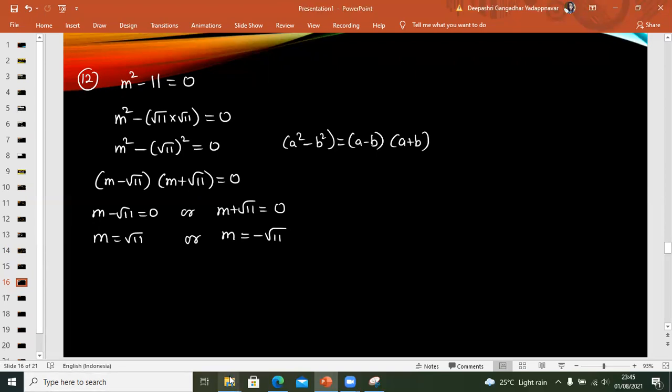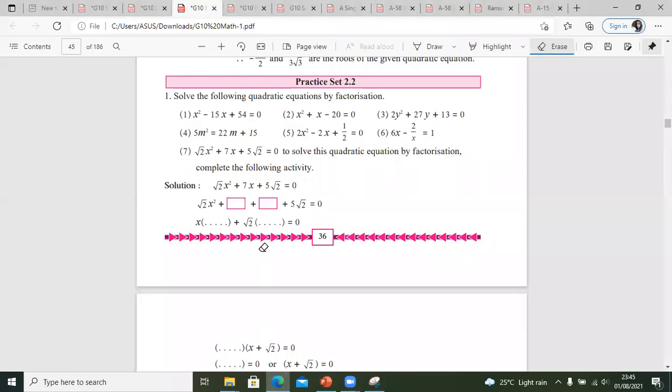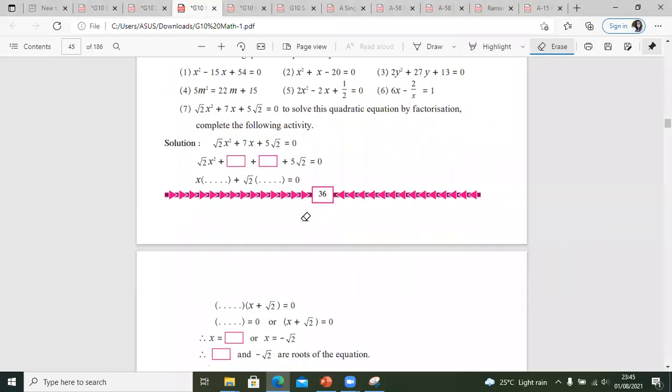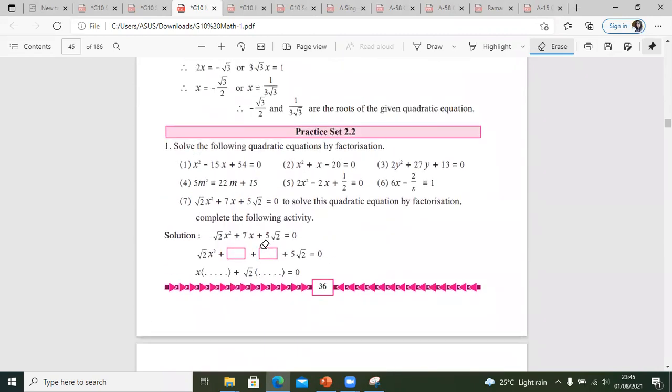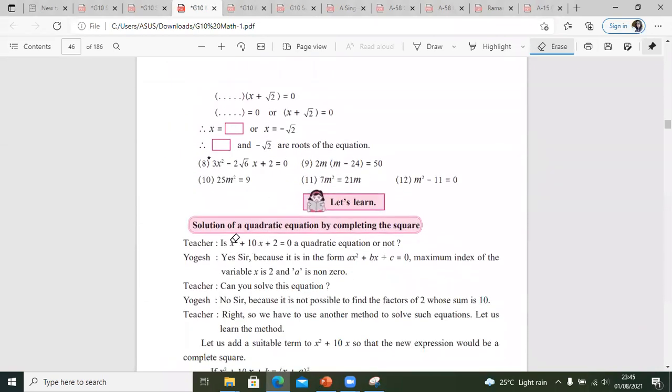So these are the two solutions of this equation. Here we have finished with this exercise. Practice set 2.2. We have solved all 12 questions. And in our next video, we will solve practice set 2.3, which is based on solutions of quadratic equation by completing the square method. We will use completing the square method to solve the quadratic equation.